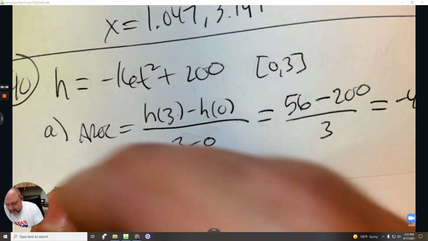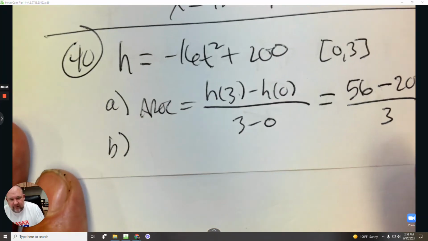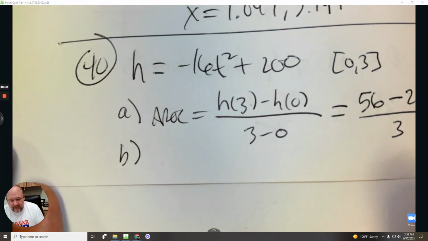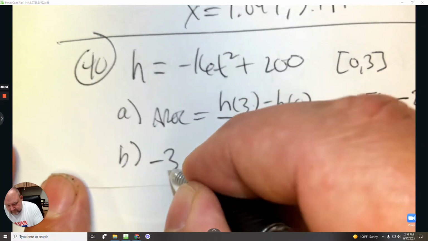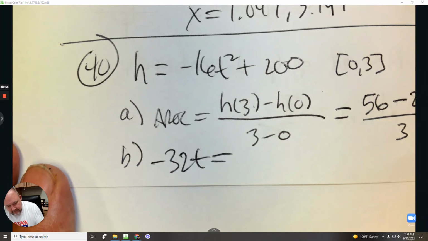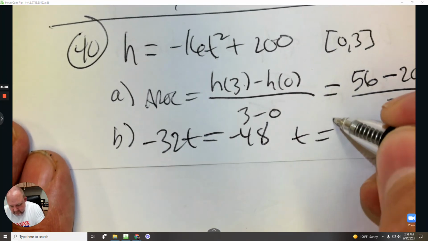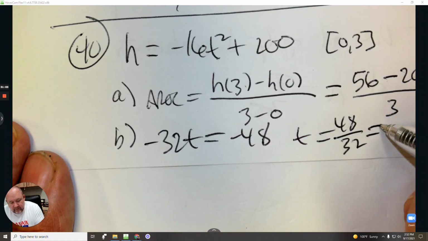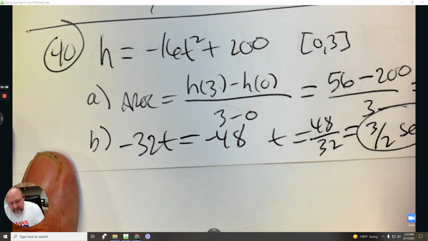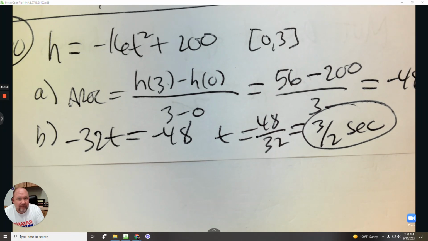Part B, the mean value theorem. Find the time at which the object's instantaneous rate of change equals the average rate of change. So I need to take the derivative and make it equal to negative 48. I don't need a calculator. Divide. 16 does go into both, though. At what time does the average rate of change equal the instantaneous rate of change? And it's at 1.5 seconds.